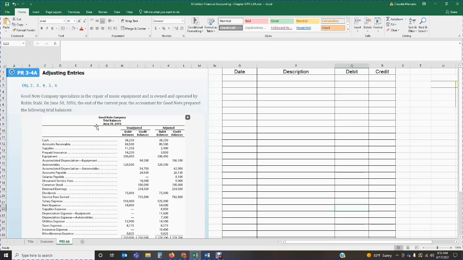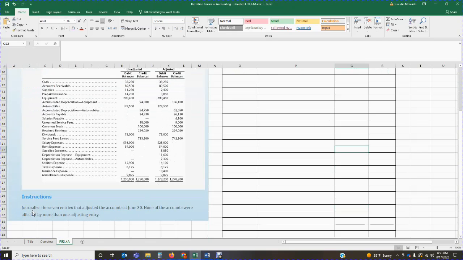So we have the unadjusted trial balance. This is our beginning balances in our accounts before any adjustments have been made. Okay, so this is what we start off with. Then we had some adjustments that occurred during the period, and then the accountant prepared the adjusted trial balance. This is the balance after adjustments. Okay, so unadjusted is before adjustments, adjusted is after adjustments.